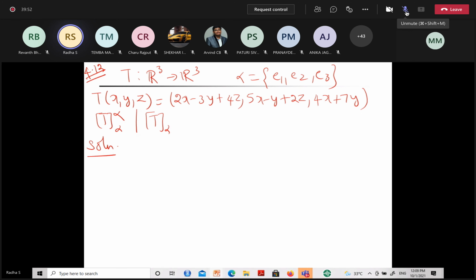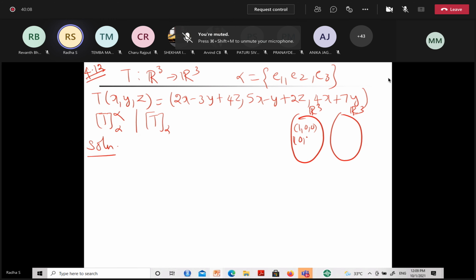So you'll come to understand that when I'm doing T beta. T alpha, as usual, we will do. Okay, tell me how to do. Either way it is R cube, here also R cube. So here you take 1, 0, 0, then 0, 1, 0, then 0, 0, 1.